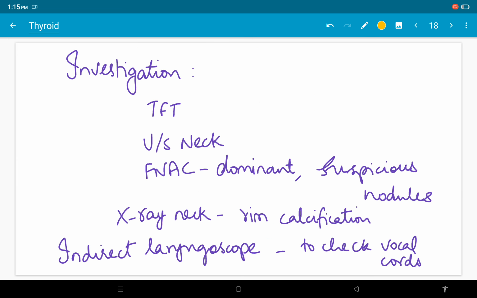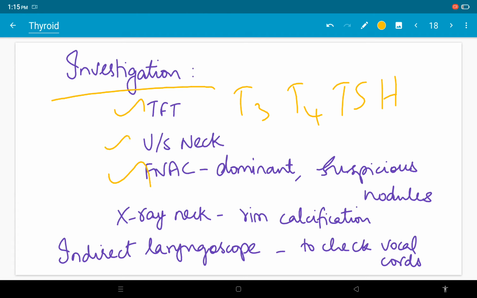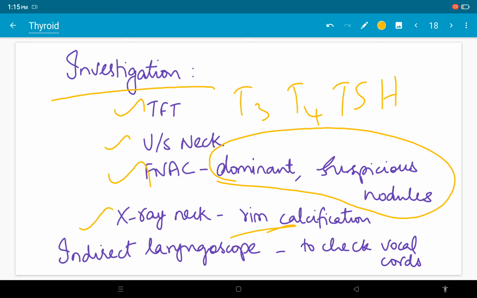And the next part, investigation. Thyroid function tests, T3, T4 and TSH, are mandatory here. Ultrasound neck is done. FNAC, usually from the dominant and suspicious nodules, to check for malignancy. X-ray neck: rim calcification is seen there. Indirect laryngoscopy to check for the involvement of vocal cords. Usually indirect laryngoscopy is done before surgery to check if the vocal cords are involved.